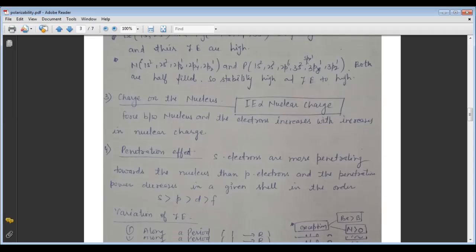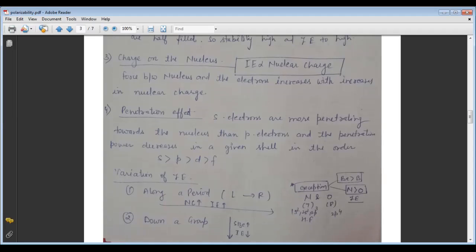Clear? Now come to the next point, that is the charge on the nucleus. The ionization energy is proportional to the nuclear charge. The attractive force between the nucleus and the electrons increases with increase in the nuclear charge, because the force of attraction is directly proportional to the product of the charges on the nucleus and on the electron. Therefore, with the increase in nuclear charge, it becomes more difficult to remove an electron, and ionization energy increases. So this is the charge on the nucleus.